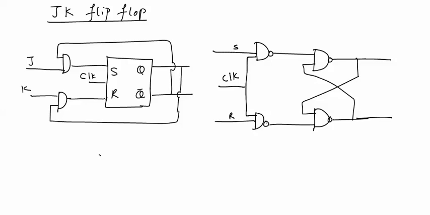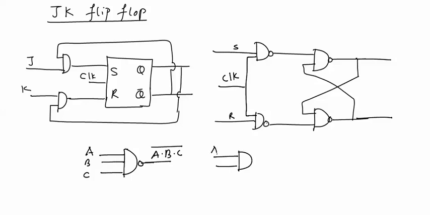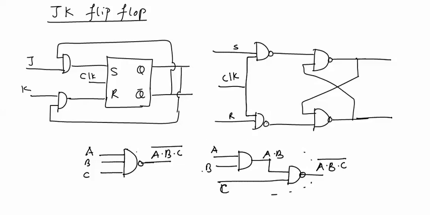See one thing, if we have a 3-input NAND gate, if one input is A, other input is B, and the third input is C, then in this case the output will be A dot B dot C full bar. And if we have two inputs passed through AND gate, output will be A dot B. And if this output is passed through a NAND gate with another input C, in this case the output will be A dot B dot C full bar. So this combination is equivalent to a 3-input NAND gate.